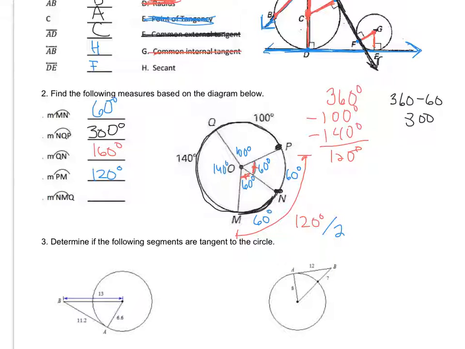Okay, our last arc is arc NMQ. So if we go in order, N, and then M, and then Q would be this arc here. So really it would just be the arc 60 and the arc 140, and 60 and 140 is 200. So really the only thing I had to use was knowing that the central angle is the same as the arc measure and knowing that all the arcs in a circle have to add to 360 degrees.